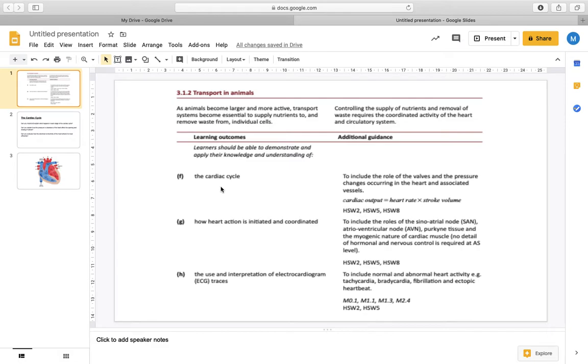What you can see on the screen at the moment is the part of the specification that's relevant to this lesson. So the topic we have been covering is transporting animals. In today's lesson, we're going to have a look at the cardiac cycle to include the role of valves and vessels. We are going to look at the fact that cardiac output is heart rate times stroke volume. We need to look at how the heart action is initiated and coordinated using what are known as the SAN and AVN. And we're not going to do it in the video, but as part of your independent learning, you're going to start looking at electrocardiograms and thinking how these can be interpreted.